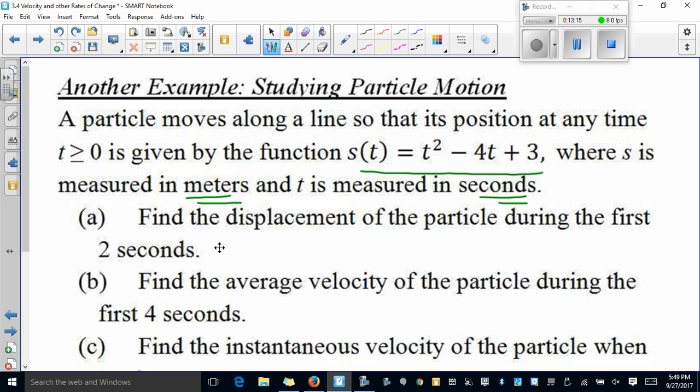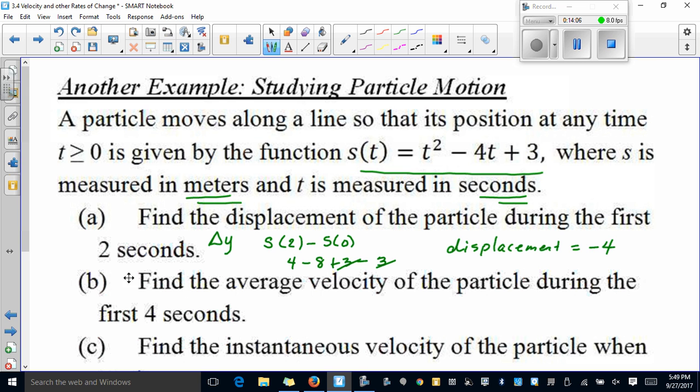Now remember, displacement is just delta y, or in this case, delta s. It's your change in y's. So you're just going to do, okay, we'll leave it as s of 2 minus s of 0, which is going to give us 4, because 2 squared is 4, minus 4 times 2, which is 8, plus 3. Minus, and I plug zeros in here, we get 0, 0, so we're left with just 3. So my 3's cancel out. I'm left with 4 minus 8, so my displacement is equal to negative 4.